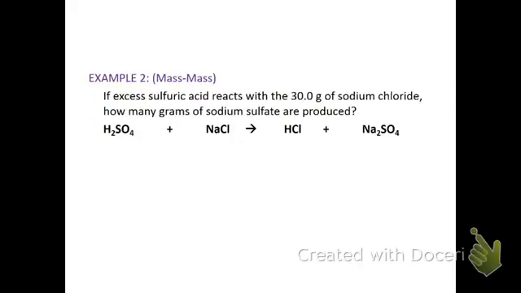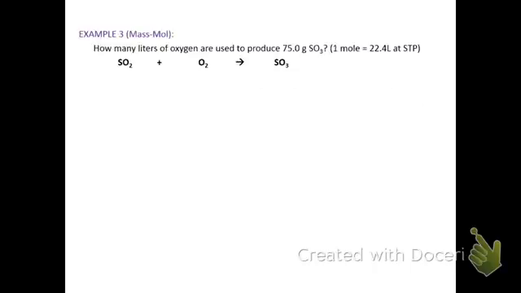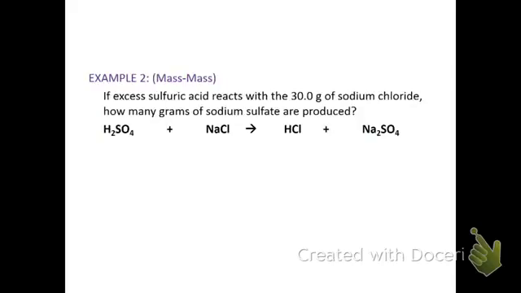This says if excess sulfuric acid reacts with 30 grams of sodium chloride, how many grams of sodium sulfate are produced? So what is the first thing I need to do? Balance the equation. So how am I going to do that? What are my coefficients? So 1, so I don't, 2. Why do I keep forgetting to do that? Okay. I know, I do it all the time. Because you have to hit a button. 2. Okay? So now it's balanced.